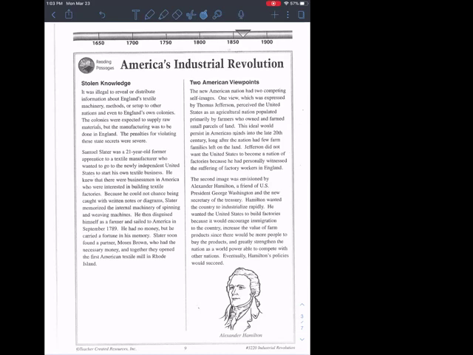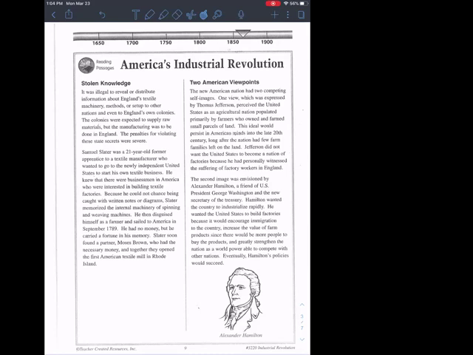The new American nation had two competing self-images, or ways we see ourselves. One view, which was expressed by Thomas Jefferson, perceived or saw the United States as an agricultural nation populated primarily by farmers who owned and farmed small parcels of land. This ideal would persist in American minds until the late 20th century, long after the nation had few farm families left on the land. Jefferson did not want the United States to become a nation of factories because he had personally witnessed the suffering of factory workers in England.